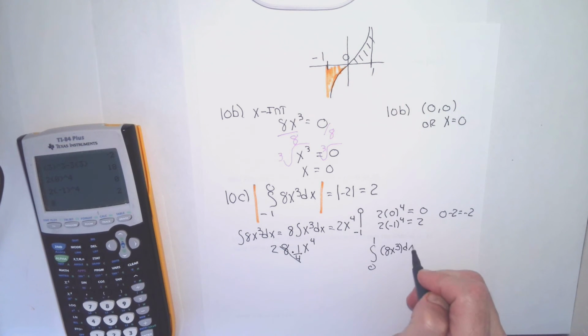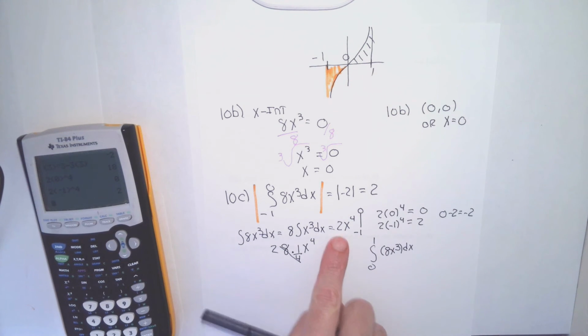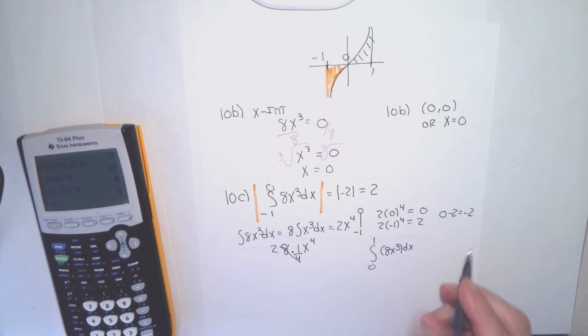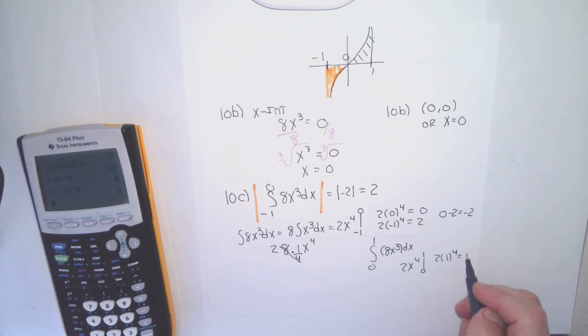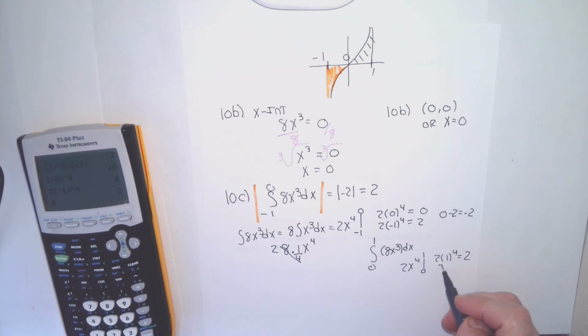And the nice thing is I don't need to redo that integral. That integral is still going to be 2x to the 4th. So I'm just going to take what I know to be the integral, 2x to the 4th, plug in 0 and 1. When I plug in 1, I get 2 times 1 to the 4th. That's just 2 because 1 to the 4th is 1. And when I plug in 0, I get 2 times 0 to the 4th.